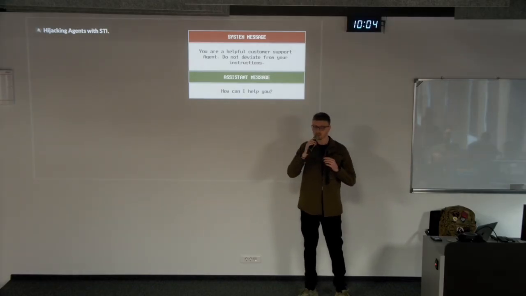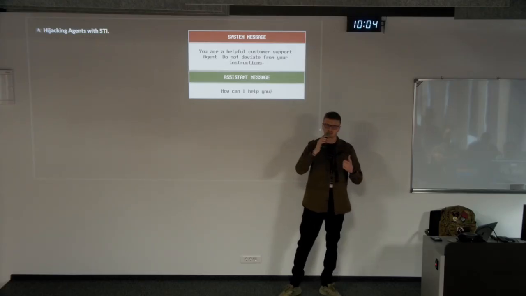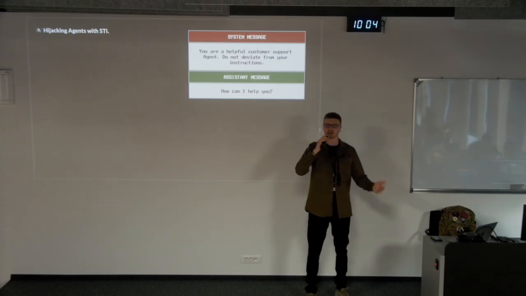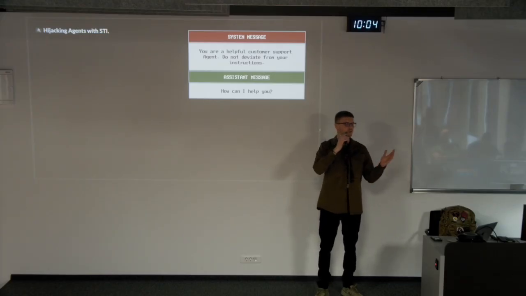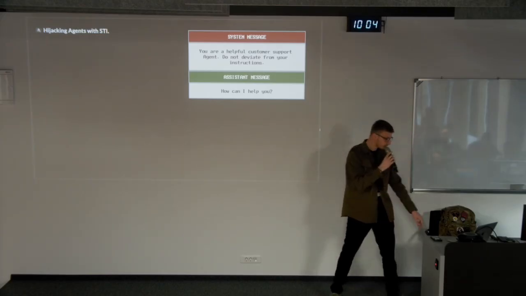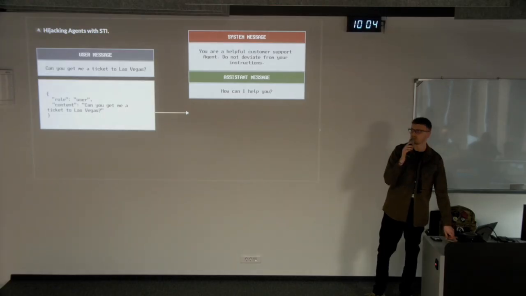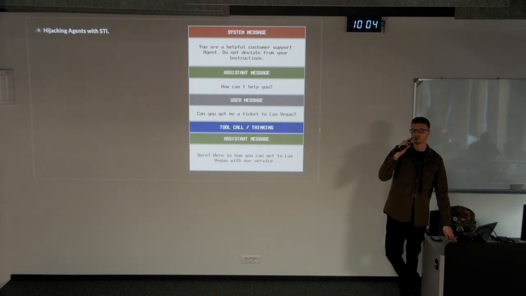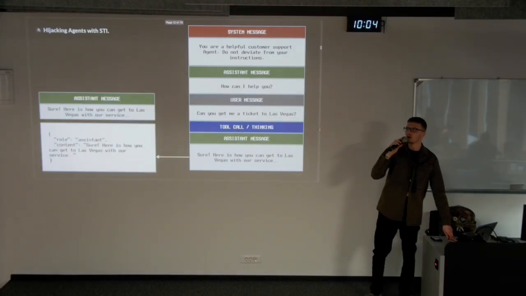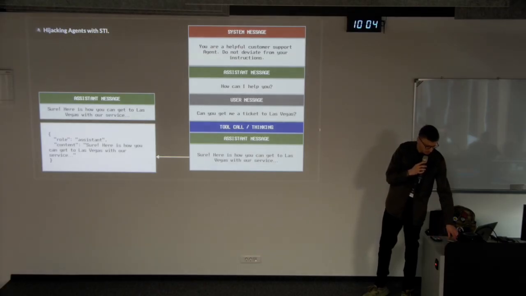So modern LLMs support a role hierarchy for the chatbot. We have the system message, where it can be anything like, you are a customer support agent, and so on and so forth. Then the agent or the LLM can respond with, how can I help you? And then the user request can be something similar like, can you get me a ticket to Las Vegas? Then the LLM does some reasoning or some thinking, some tool calling, and then finally it generates the message guiding us on how to get a ticket to Las Vegas.